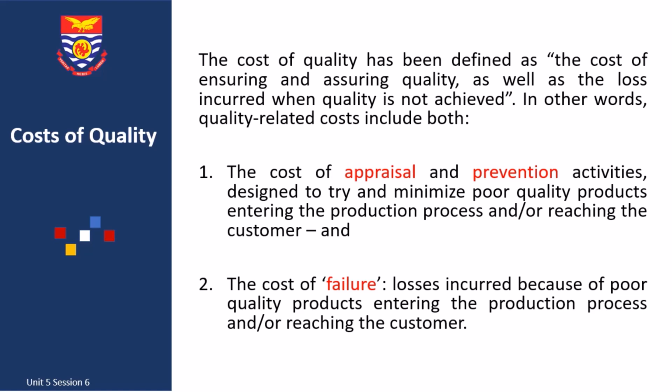Whereas the second cost of quality, that is the cost of failure, the cost of getting quality wrong, is the cost or the losses incurred because of poor quality products entering the production process, as well as the poor products reaching the final consumers. This quality is bad. The product is getting to our customers. We may end up losing our customers.